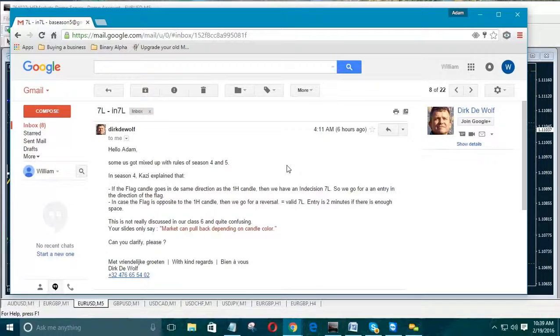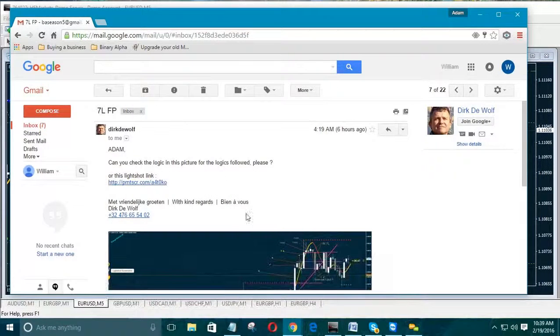So it's both of these things put together. It's all of the stuff that is working together. It's not as simple as, oh, if it's going this direction, then it's a valid seventh or invalid seventh. We still have to put all of our tools together depending on the situation.